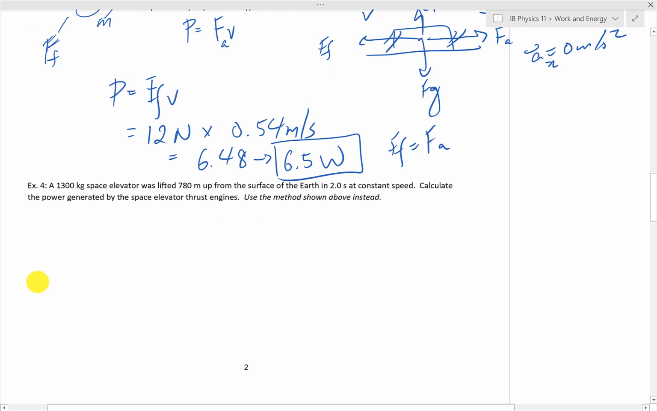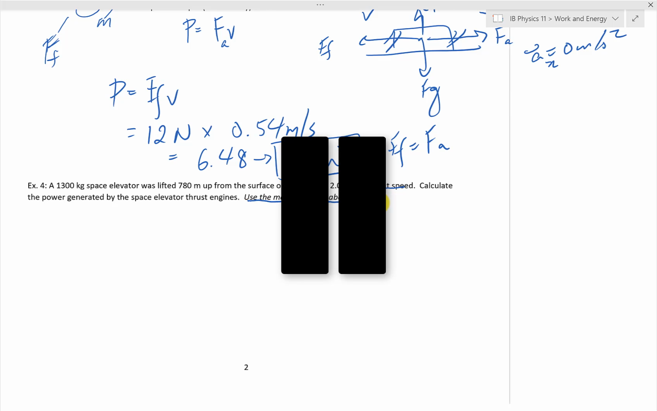What? Hey, isn't that the same question we dealt with before? Well, let's read it first. A 1300 kilogram space elevator was lifted 780 meters up from the surface of the Earth in 2 seconds at constant speed. Ooh, we like constant speed, okay? Calculate the power generated by the space elevator thrust engines. But this time, we must use the method shown above instead. I'm actually going to talk this example through, but if you want to give it a try, this is a good time to pause the video.